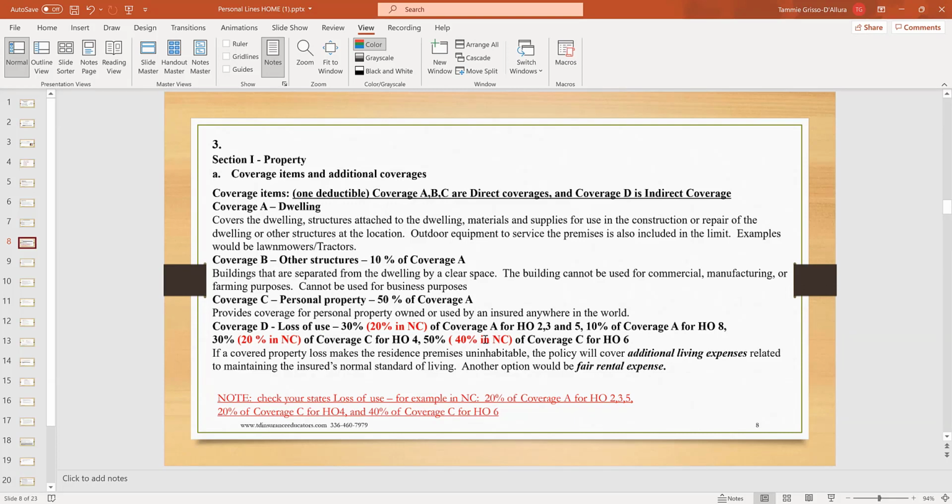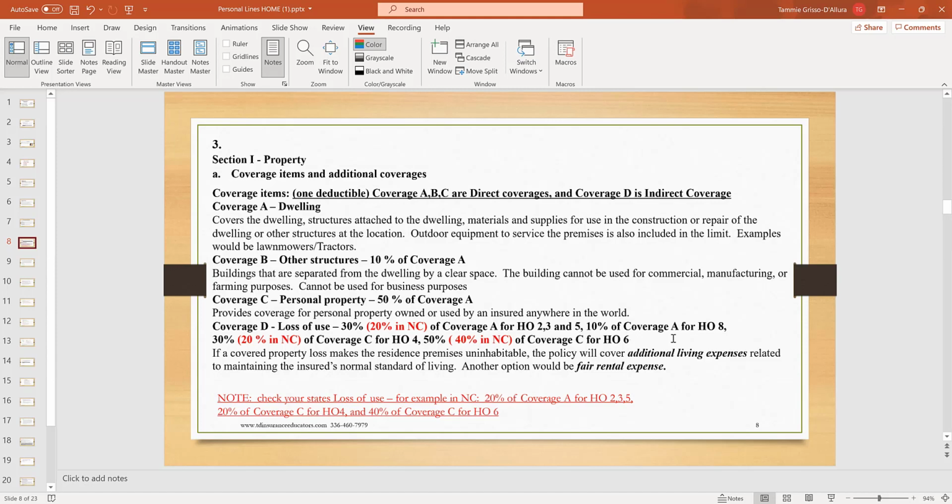And again, it's going to depend on what forms you have, whether you have a homeowner 2, 3, or a 5. Now in North Carolina, it's 20%. So if you have to go to a hotel and stay, and again, your dwelling's 100,000, you would have 30,000 in states like North Carolina. So be sure to check your state. You would have 20,000 for loss of use for hotel expenses while you were staying there. But again, it would only be for these homeowner forms 2, 3, and 5.